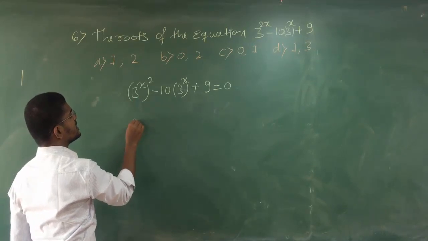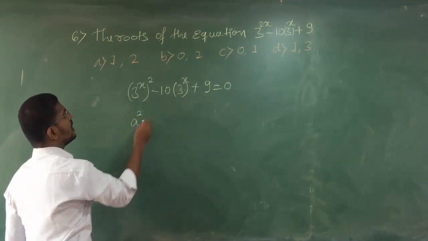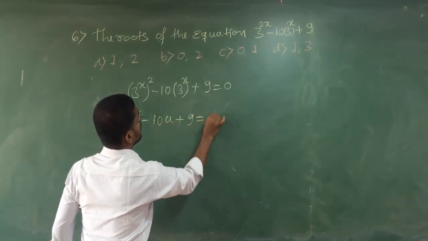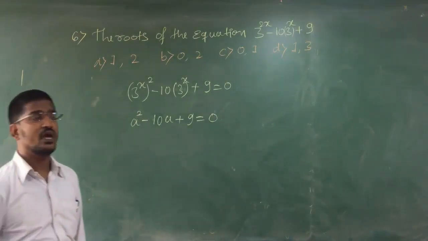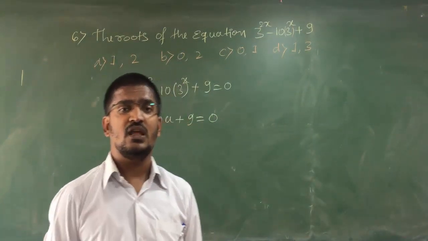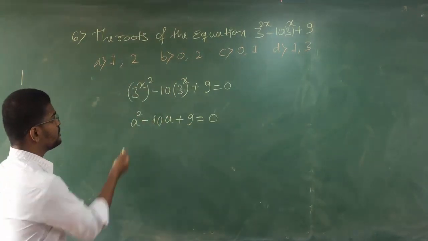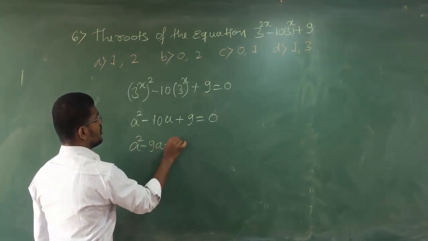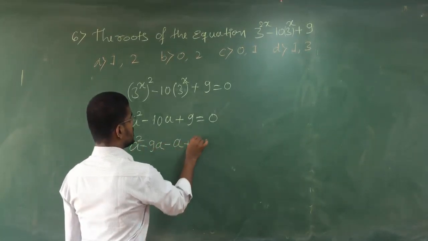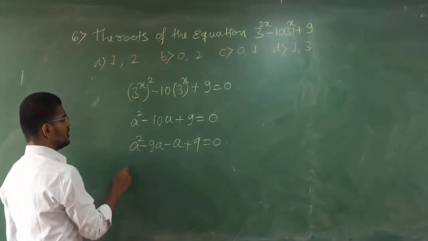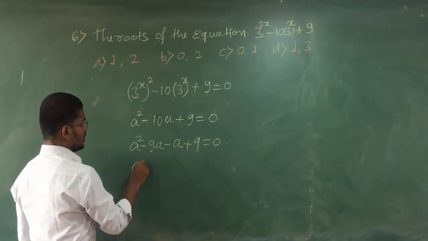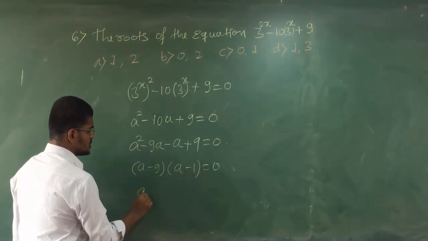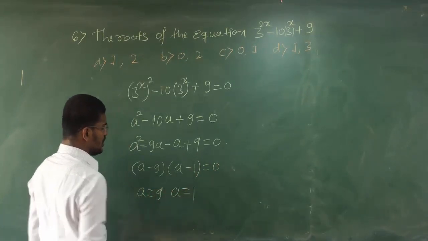I will replace this term 3 to the power of x as a. It will be a square minus 10 times a plus 9 equal to 0. That means a square minus 10a plus 9 equal to 0. If you simplify this, it will be a square minus 9a minus a plus 9 equal to 0. It will be in the form of (a minus 9) into (a minus 1) equal to 0. So a equal to 9 and a equal to 1.